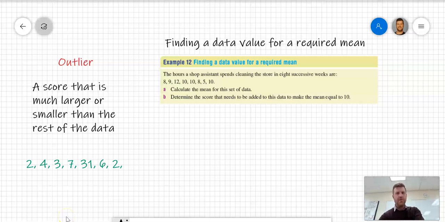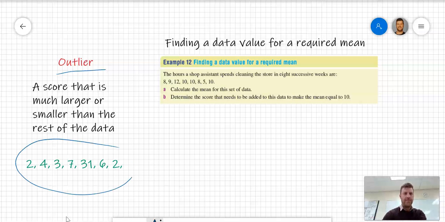First, I'm going to start off by looking at what an outlier is. We have spent some time already looking at what mean, median, and mode is. So basically, when you're looking at a set of data, an outlier is a score that is much larger or smaller than the rest of the data. If I look at this data, I've got 2, 4, 3, 7, 31, 6, and 2. One of those numbers is a little bit strange, it doesn't belong there, and it's pretty obvious to work out what the outlier is. It's the 31. It's much larger than the rest of the values.